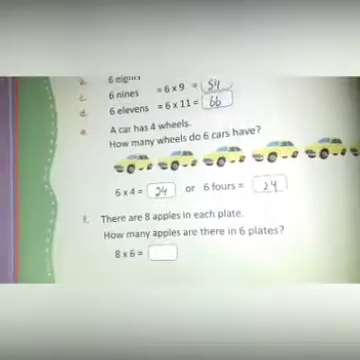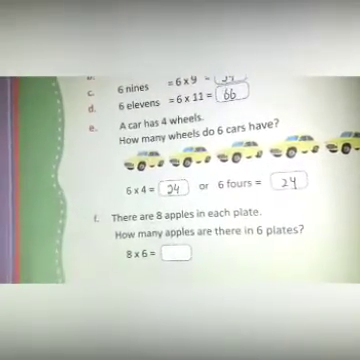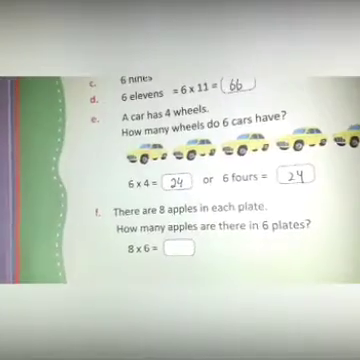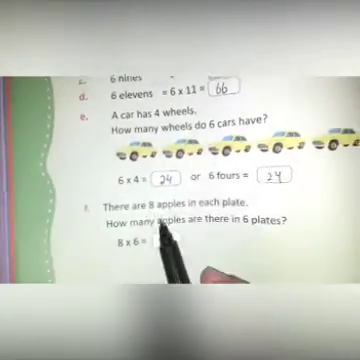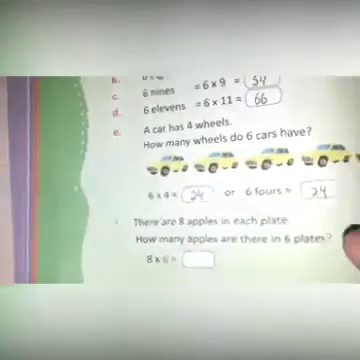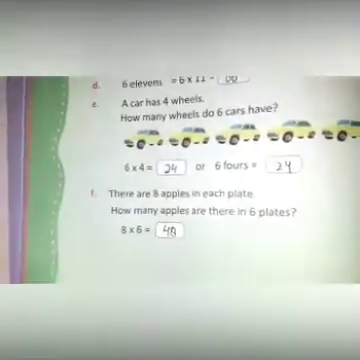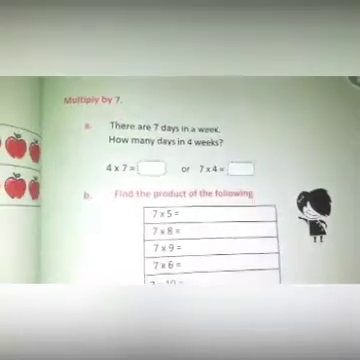Now part F. There are 8 apples in each plate. How many apples are there in 6 plates? Now what will you do? You will multiply 8 by 6. 8 sixes are 48. Now on the other page, page number 61, you have multiply by 7.